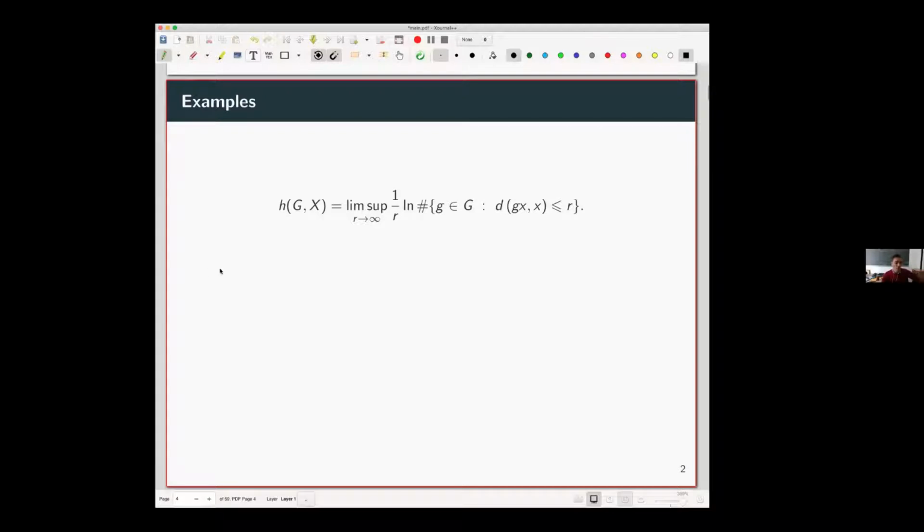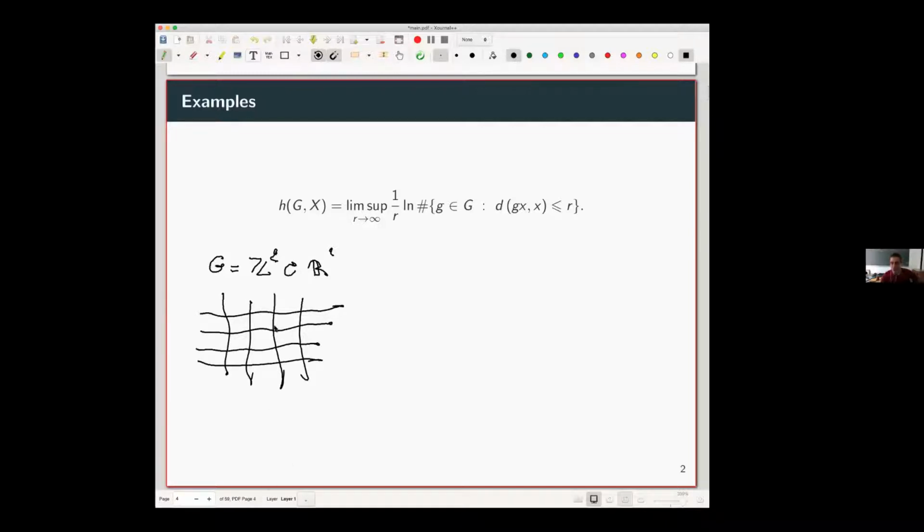What is this number? Well, let's start with some basics. Take the group which is just Z squared, with the usual action on the grid. Sorry, my drawing is not super nice. The cardinality of the balls here grows quadratically. That's the standard exercise. So when you compute the exponential behavior of this thing, what you get is that the exponential growth rate will be 0.